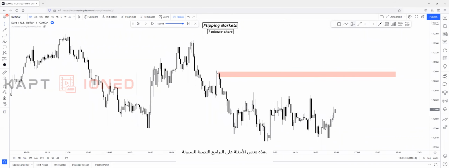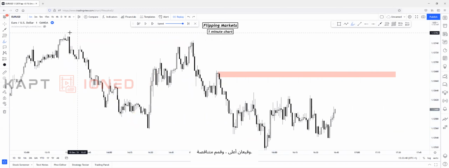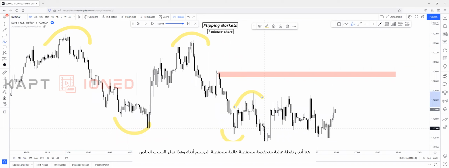So hello guys, let's see some examples for the liquidity sweeps. As you can see, price was moving in a downtrend here, creating a series of higher highs and lower lows and lower highs. So here's our high point, here's a low point, high, lower low, lower high, lower low. And this supply zone caused the last break of structure.